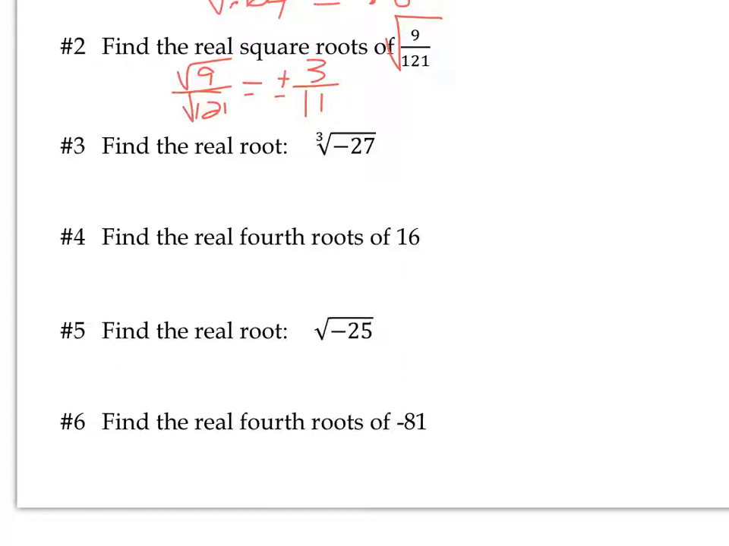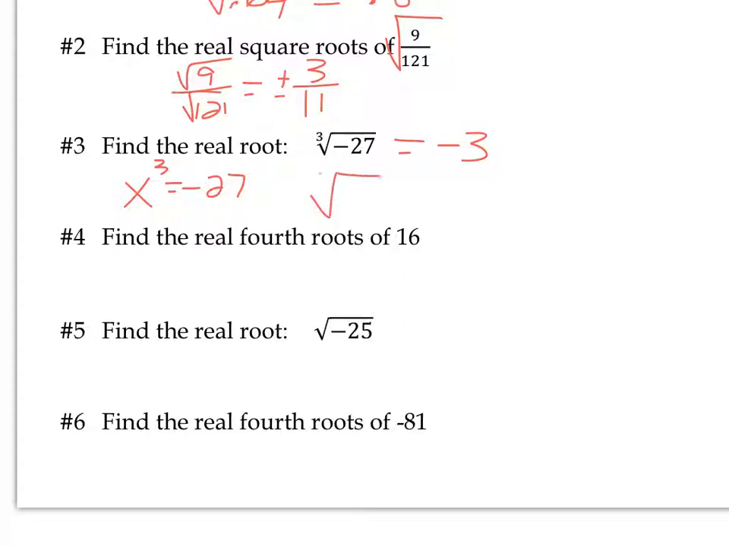And now we want to find the real root of the cube root of negative 27. Cube root of negative 27. So we need to find something times itself 3 times that gives us negative 27. So we're trying to see what number to the third power gives us negative 27. 3 times 3 is 9, times 3 again is 27. So this would be negative 3, because negative 3 times negative 3 would be positive 9, times negative 3 again would be negative 27.